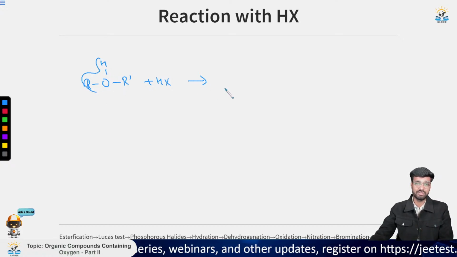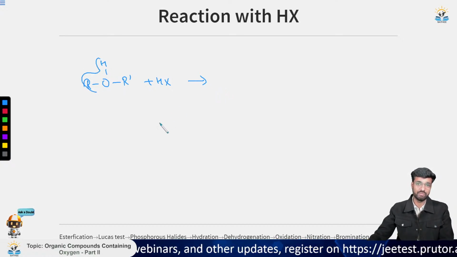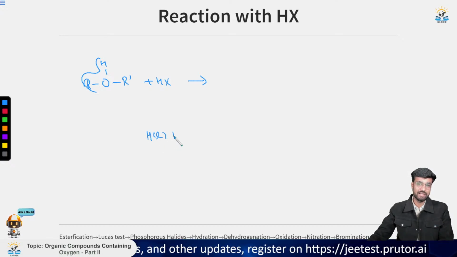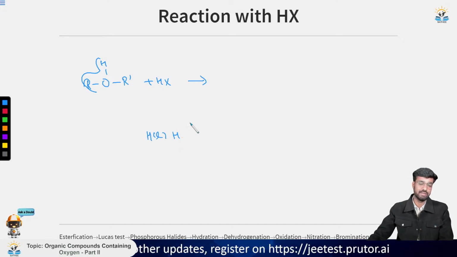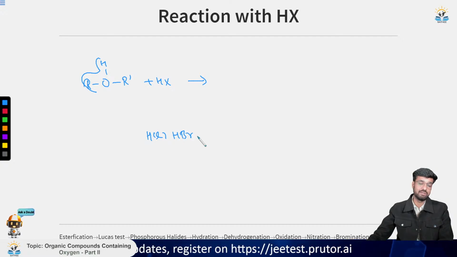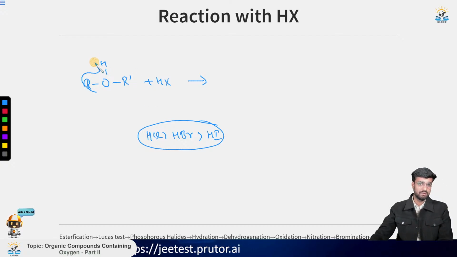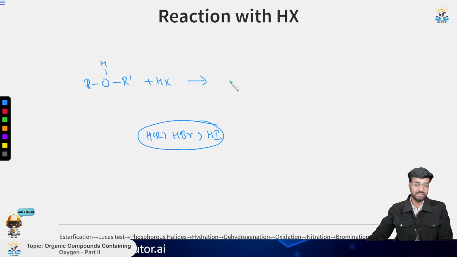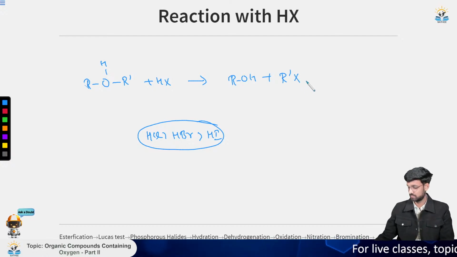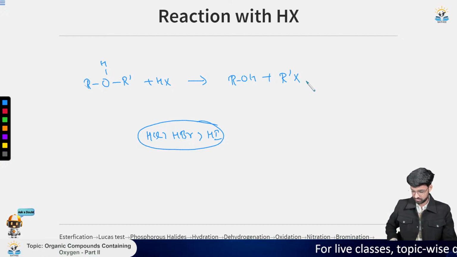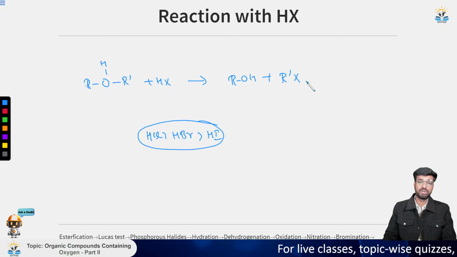When we solve questions also, you will get this. So the reaction order is like this: HCl, then HBr, then HI. Now what we get in this reaction is an alcohol plus R dash X. So these two products will be formed here.